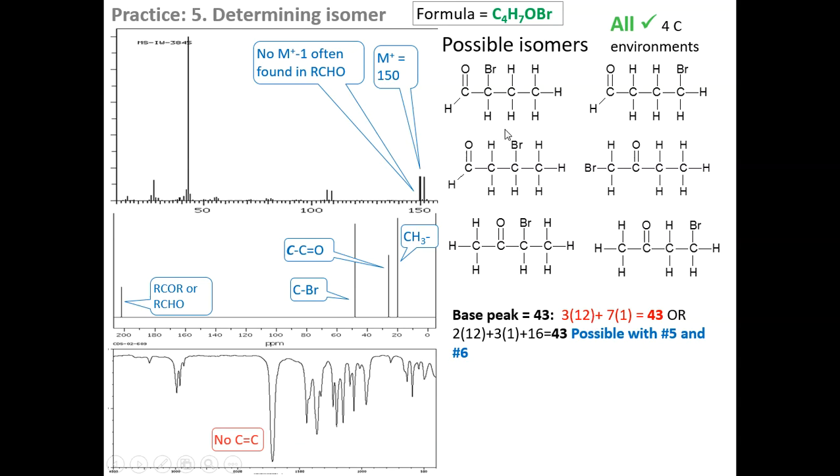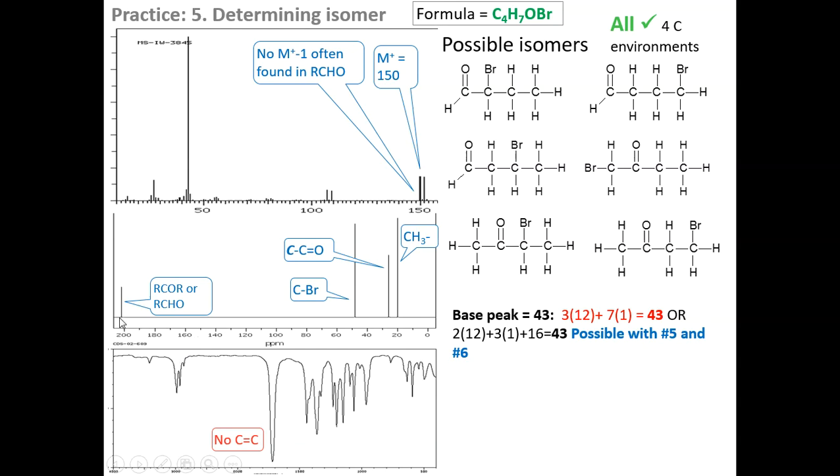We could also have the same thing in number 2 and number 3, because if you add up the 2 carbons, the 3 hydrogens, and the oxygen, you also get to 43. So although I've only said 5 and 6, I've excluded 2 and 3, and that is really because I'm looking very carefully, is it an aldehyde or a ketone?